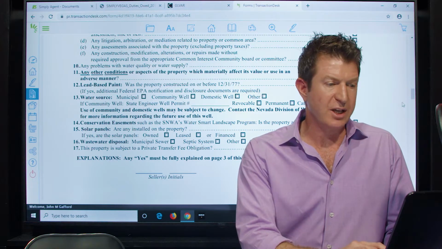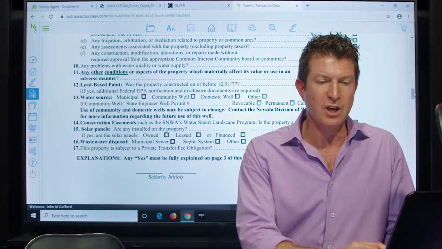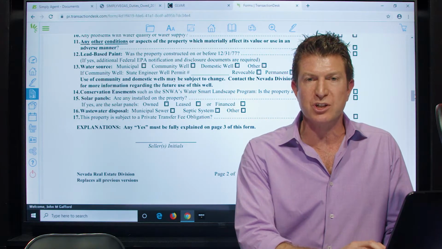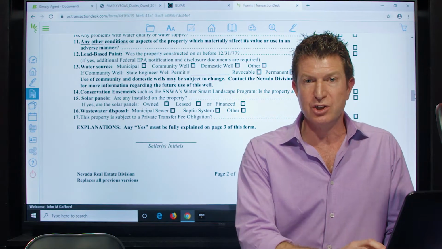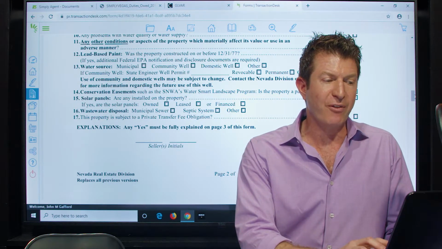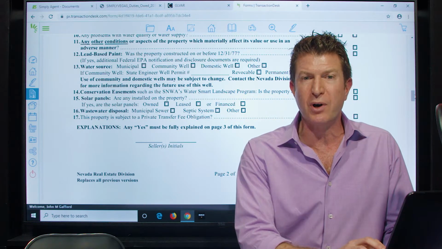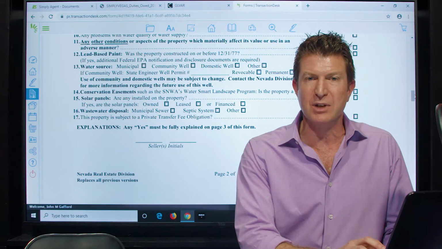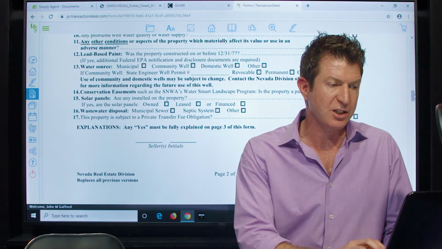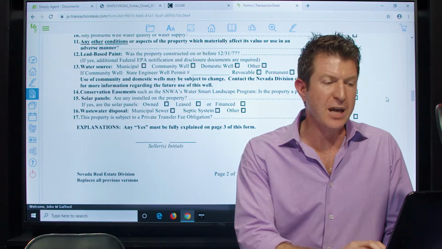The next line down is conservation easements. A while ago in town, you used to be able to get money back from the water district if you converted your yard from grass to water-conserving plants. If that had been the case, obviously a new buyer is going to get fined or penalized if he then puts the grass back in, because that seller would have received money to convert it, so that needs to be disclosed. Solar panels, big issue.